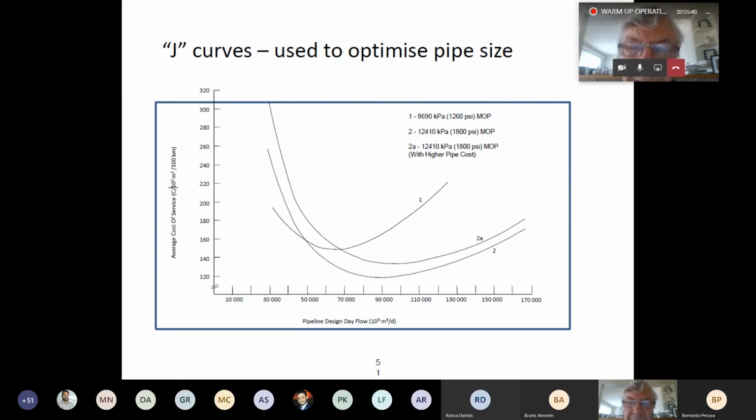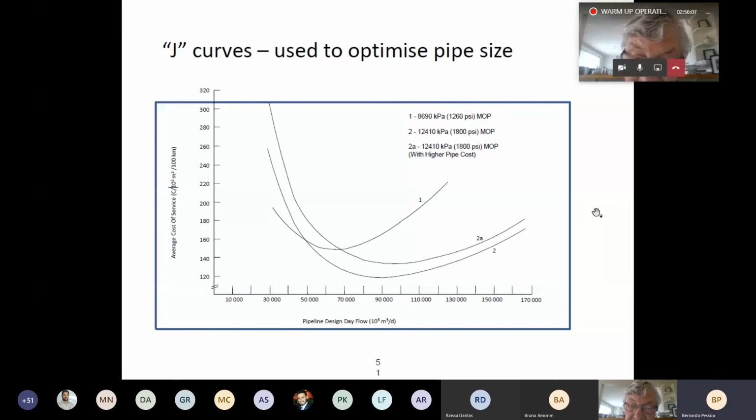So what we do with the J curve is try to pick a system with a pipe diameter, compressors located along it. We increase the flow, then we calculate the pressure drops and whether we need a new station and how much it's going to cost. And we end up coming up with curves like this. And what we really want is a nice flat curve.